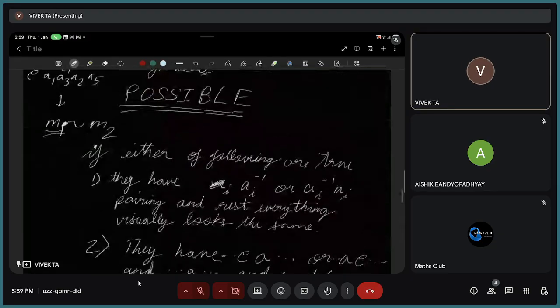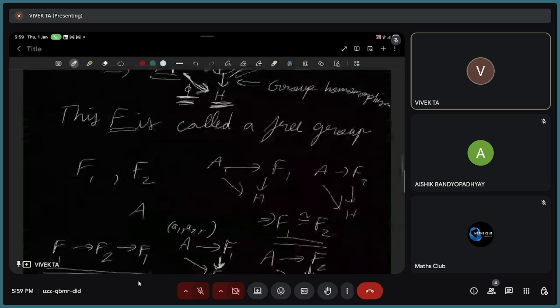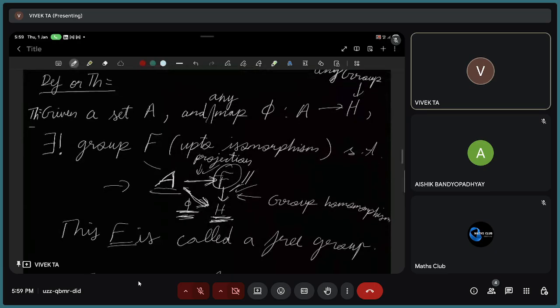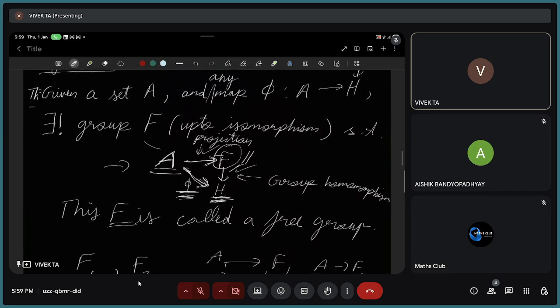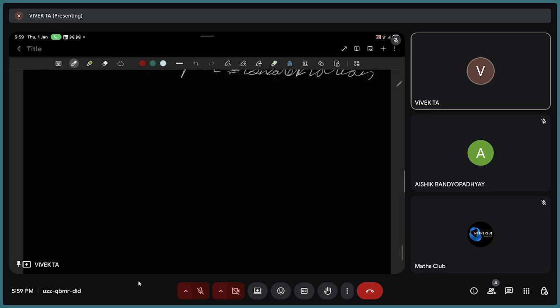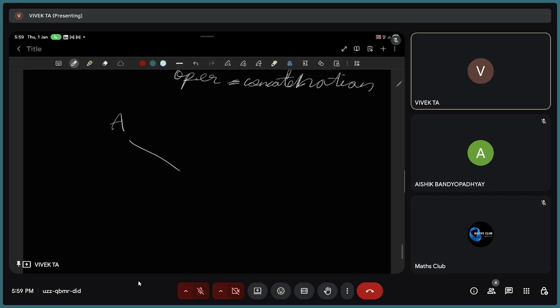Now, you might think, okay, this seems like a very artificial way of defining a group. The point is, it follows this very important theorem. That is why free groups are so important. It is the unique group up to isomorphism such that if you have a set A and any homomorphism phi to a group H, it factors through this unique group F of A.